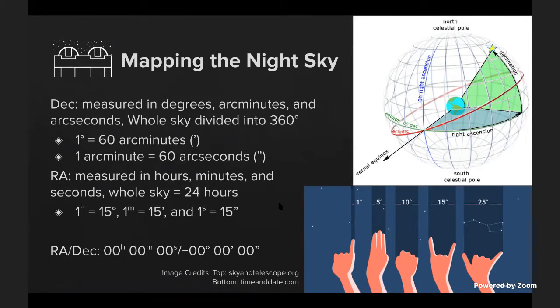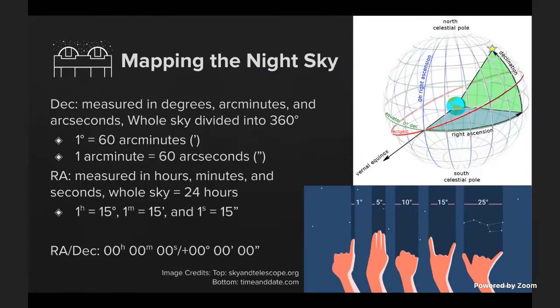Right ascension is noted slightly differently. The sky is divided into 24 hours, with each hour equivalent to 15 degrees. Each hour contains 60 minutes of right ascension, with 1 minute of RA equivalent to 15 arc minutes. Each minute contains 60 seconds of RA, with 1 second of RA equivalent to 15 arc seconds.